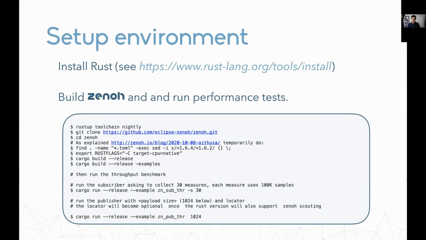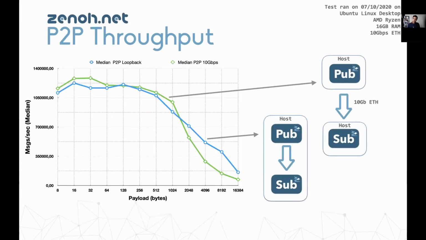Just check out our Eclipse Zenoh repository, build it, and then we have a distribution test to measure performance. What you see here is performance within a host and then across a network with a 10 gigabit network. The hosts were running Linux on an AMD Ryzen 8 board. What you can see from this graph is that essentially we saturate a 10 gigabit network at 1024. Well, you will discover that. But let's say for small data, we can easily push around 1.3 million messages per second.